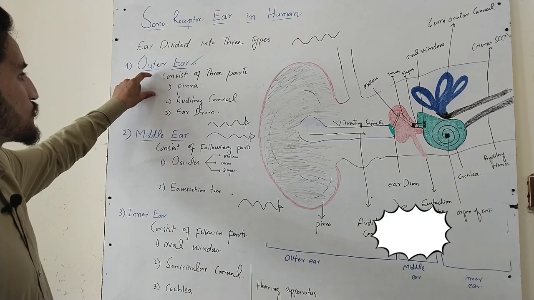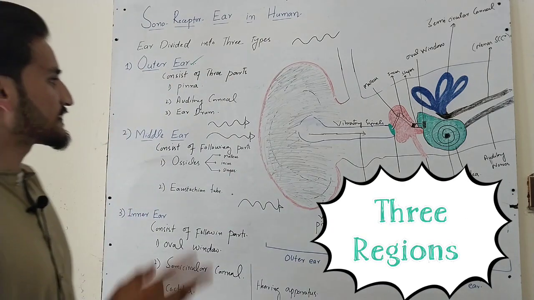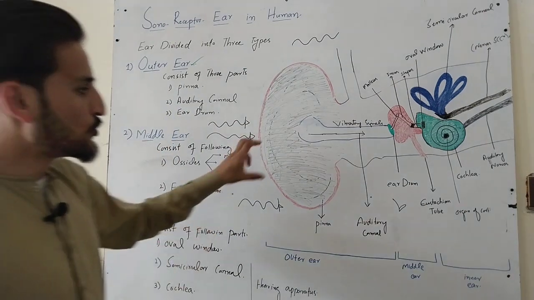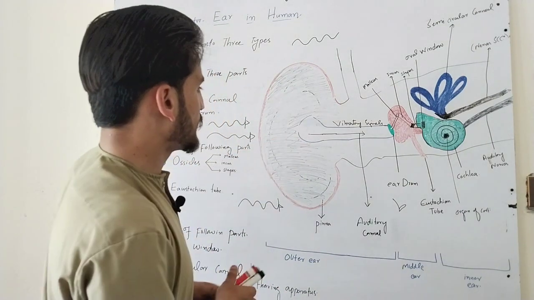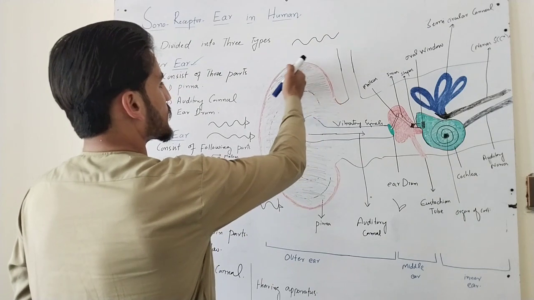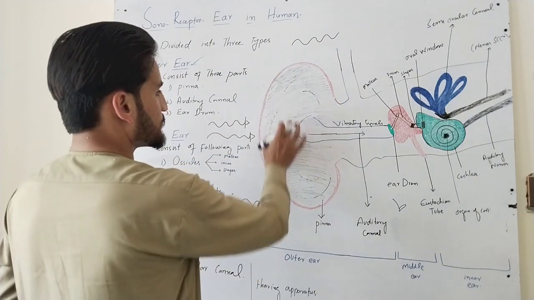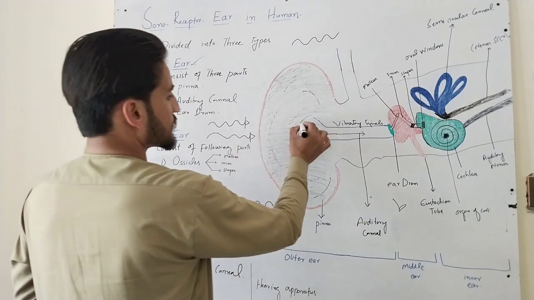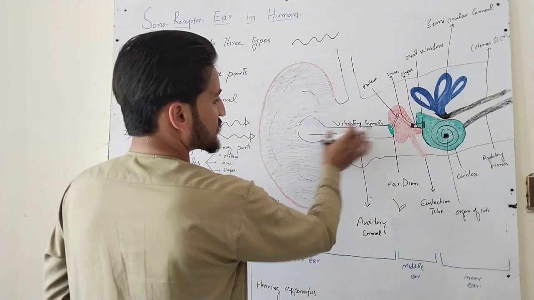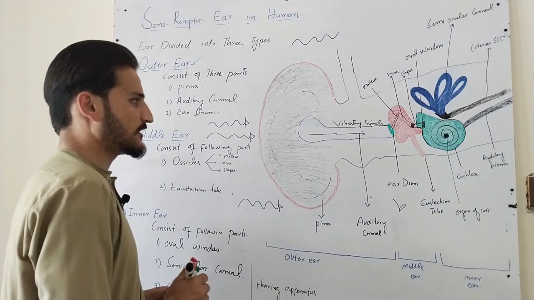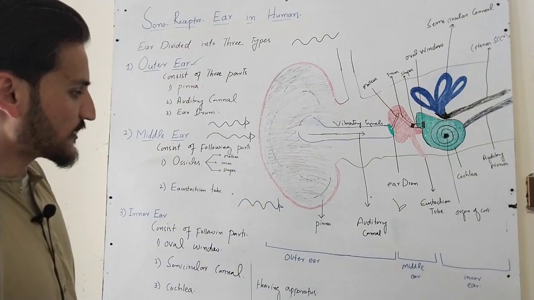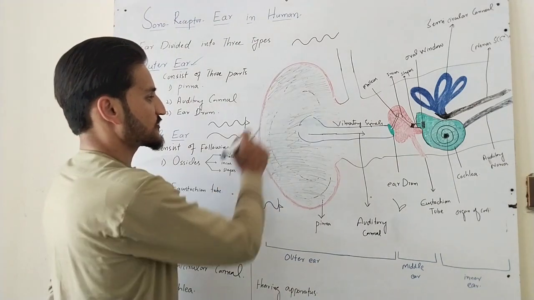The first one is the outer ear. The outer ear consists of three parts: the pinna, the auditory canal, and the eardrum. Now look at the diagram. This outer region, the cartilaginous structure, is the pinna. The second is the auditory canal, a long, tube-like structure. The pinna collects the sound waves from the outside environment.